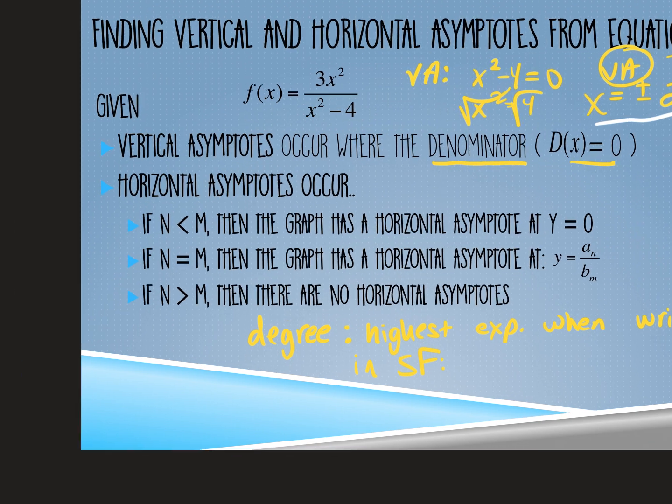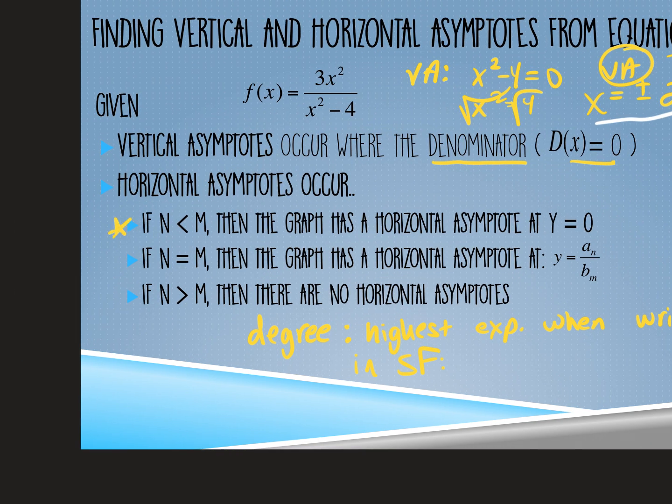If the numerator degree is less than the denominator degree, your horizontal asymptote is at y equals. It's always going to be y equals because it's a horizontal line. If the degrees are the same, you take the leading coefficient of the numerator over the leading coefficient of the denominator. And if the numerator degree is bigger, it's none for horizontal asymptotes.